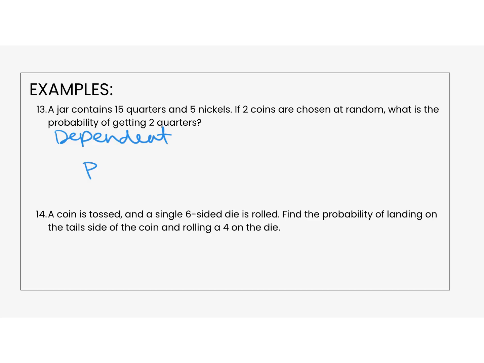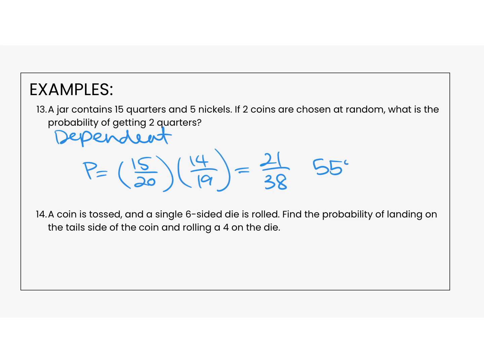So the probability is 2 quarters. So 15 out of the total, which would be 20 for the first time. But then if I remove 1 quarter, I'm left with 14 and my total goes down to 19, right? So again, first time it's 15 out of 20, second time it's only 14 out of 19. So I get 21 out of 38. And you can just type that into your calculator as is, using the division bar as your fraction bar. And 21 out of 38 is 55%.